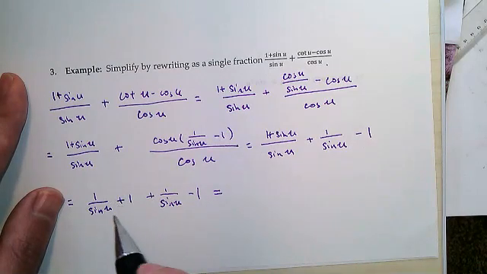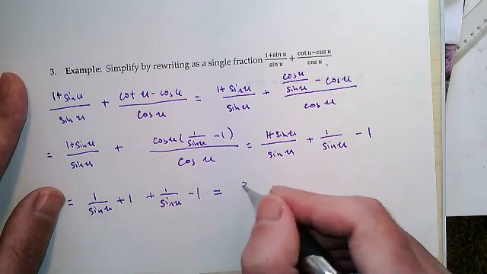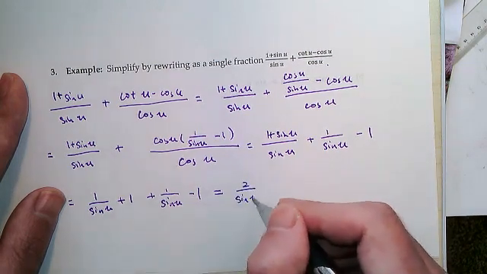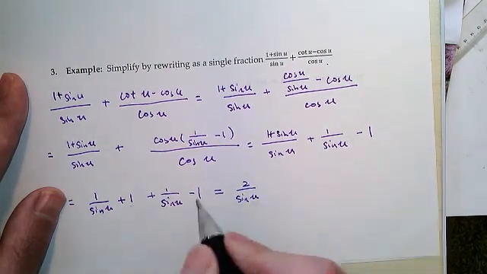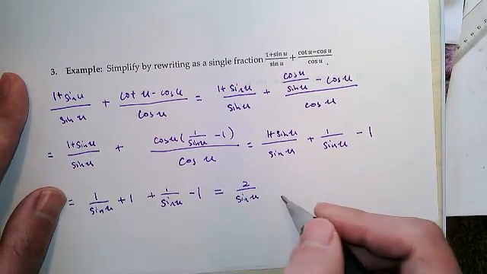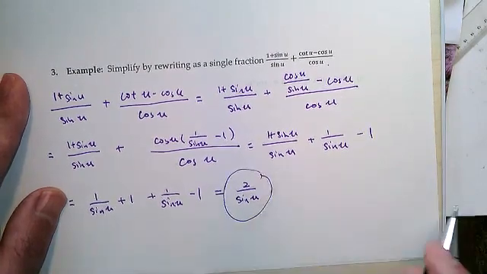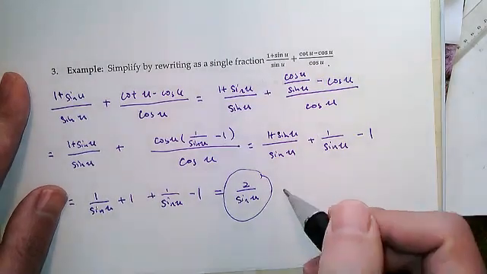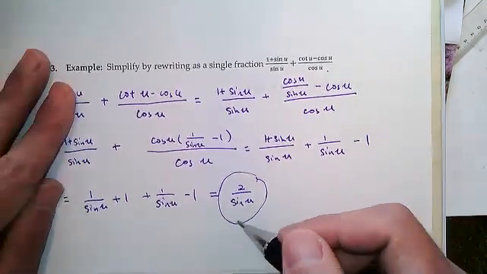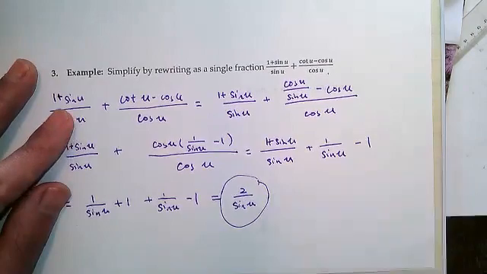So what do you get here? You get 2 over sine. 1 minus 1 is 0. That's it. You reach the end of this question. Sorry, not the end of the class. Any question?